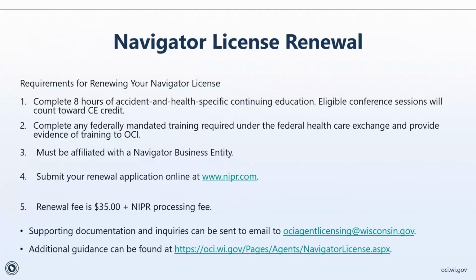Here are the requirements for a navigator to renew their license. If a license is revoked for failing to pay fees or not obtaining the continuing education credits, there is the ability to regain the license by completing all of the requirements noted in this slide. Next slide, please.